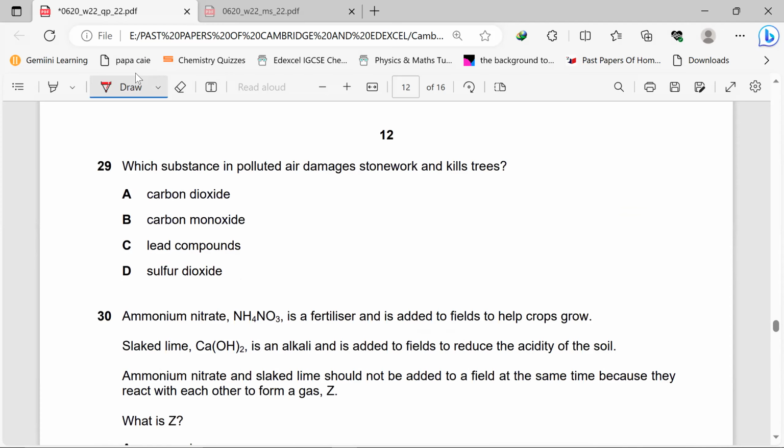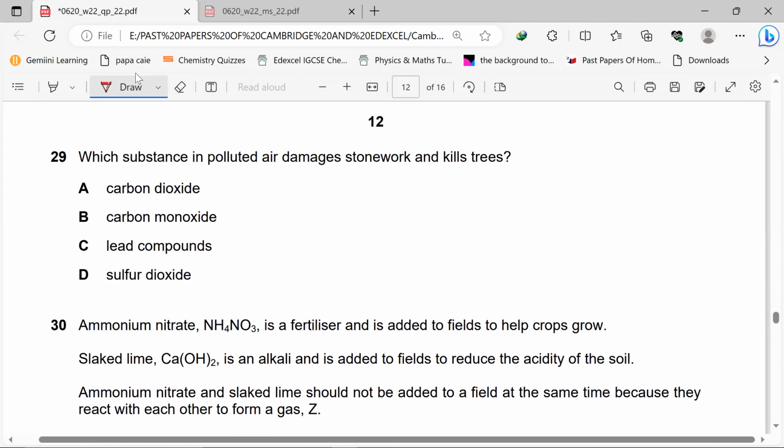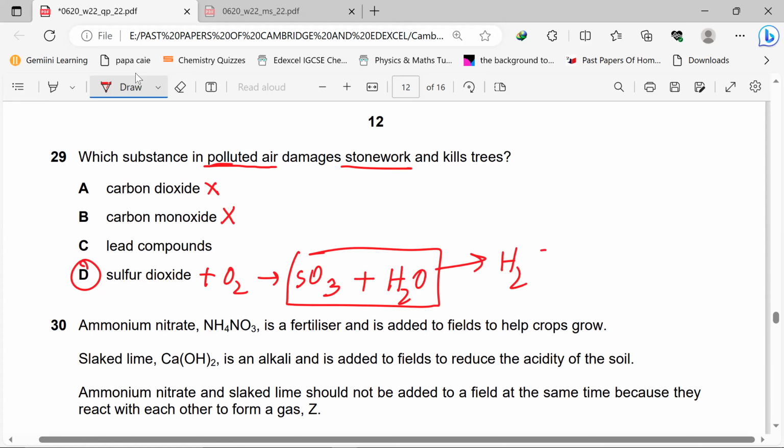The next point, number 29. Which substance in polluted air damages stonework, meaning limestone work or calcium carbonate, and kills trees? It's not carbon monoxide, it's not carbon dioxide, not lead compounds, it's sulfur dioxide. Sulfur dioxide reacts with oxygen to form sulfur trioxide. If sulfur trioxide reacts with water, then sulfuric acid forms, which is a cause of acid rain and can kill trees and damage stonework, meaning limestone buildings.